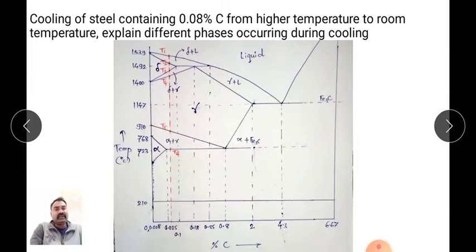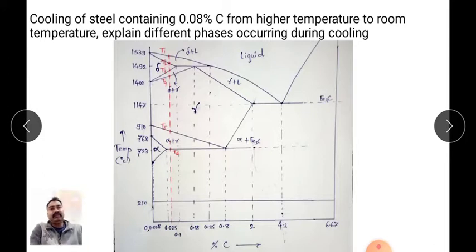What different intermediate phases occur, we will explain by using that line. While studying the iron-carbon equilibrium diagram, we have already studied the intermediate phases that occur in the different curves. Now we know that in this region alpha ferrite occurs, in this region austenite occurs, in this region delta ferrite occurs, and above 1539 degrees Celsius the complete liquid phase is observed.